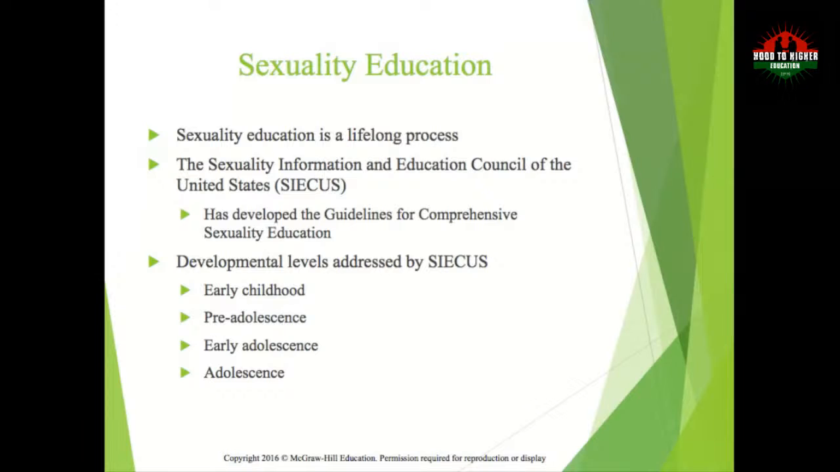So the developmental levels addressed by the Sexuality Information and Education Council of the United States, some people refer to it as SIECUS. Developmental levels addressed typically have to do with early childhood, pre-adolescence, early adolescence, and adolescence, right?